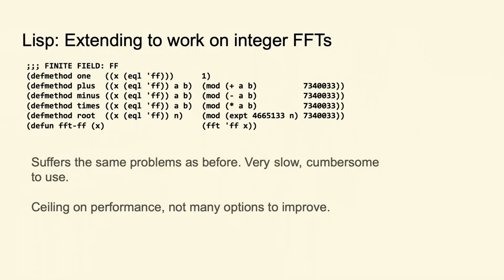Okay, well, the Lisp thing is already sort of set. We're going to choose the symbol FF here. Just do all the arithmetic, but do all the arithmetic mod 7 million. And we get the same thing. Now, we're going to have the same issues. Speed is going to be really bad. This FF thing is going to be a nightmare to document to your users. Like, hey, just pass the symbol FF, and you'll magically get this Fourier transform over integers mod 7 million. There's a ceiling on performance. There's really not a lot of options we have here in this framework to improve performance if we wanted it.